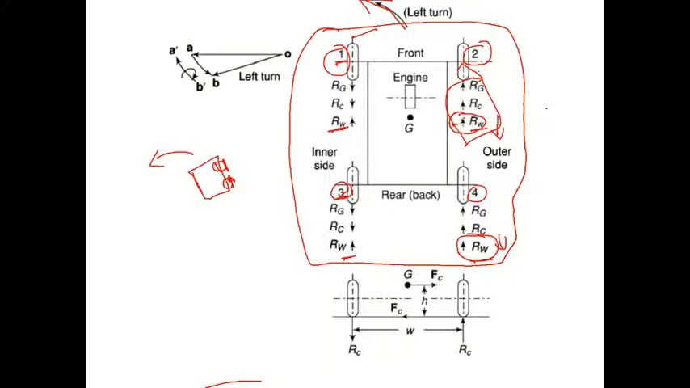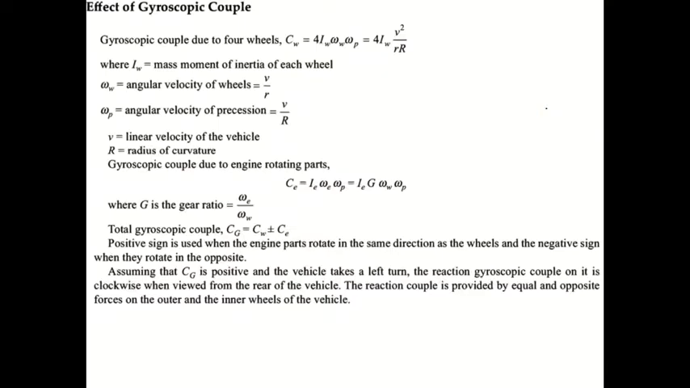Let's enter into the small derivation part. After that I will solve a problem. While solving the problem you will understand it. So in all the four wheels definitely there will be a gyroscopic couple. You have to remember this point.